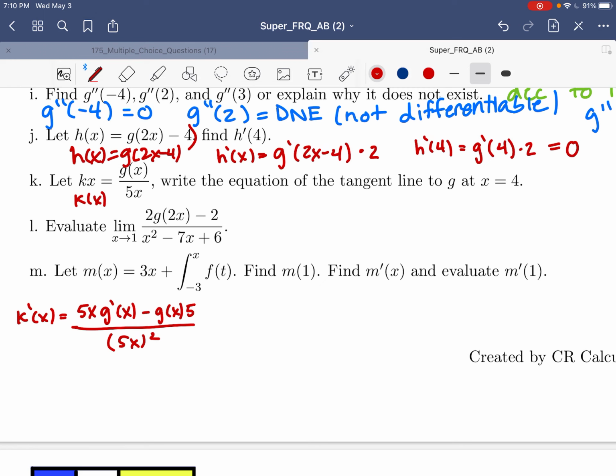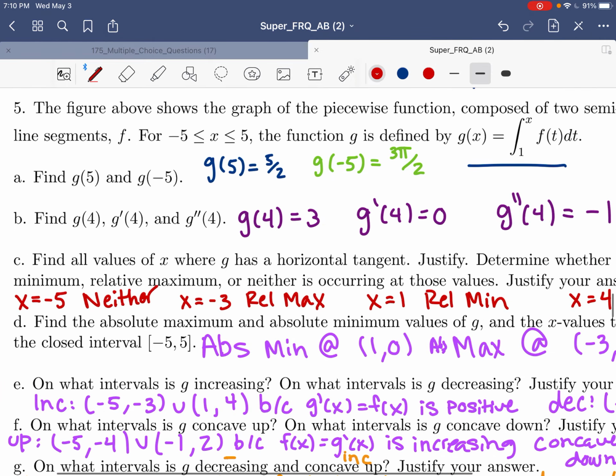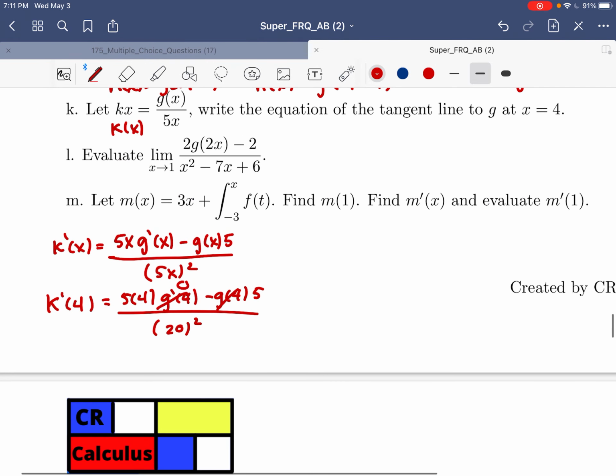All right, and then I'm gonna plug in four. So then I get 20. G prime of 4 we said was 0. G of 4 we found up here somewhere. It was 3. So it's going to be negative 15 over 400 is going to be our slope.